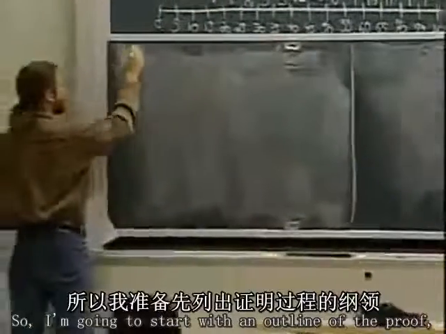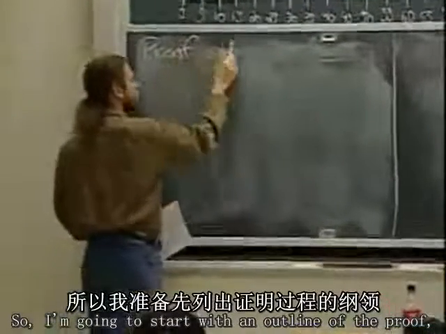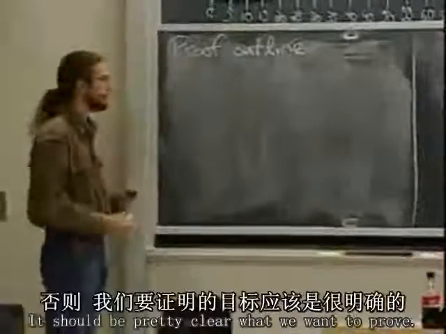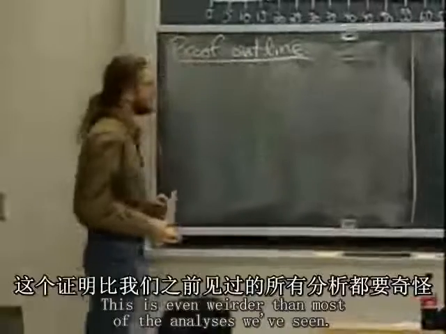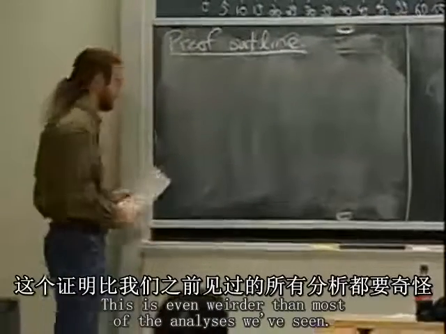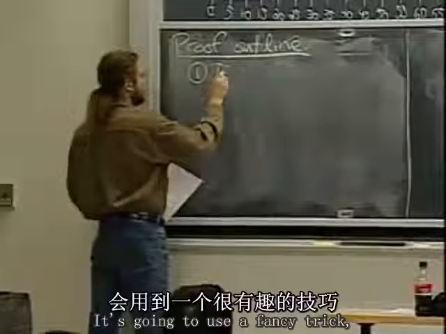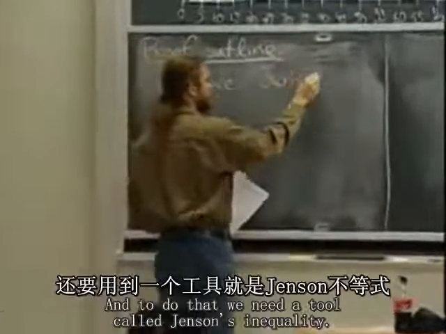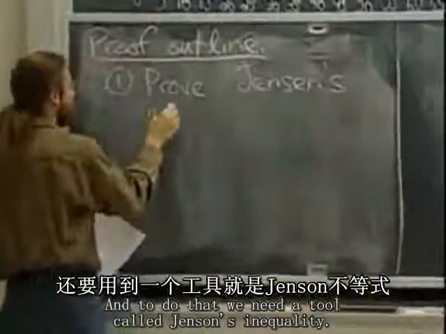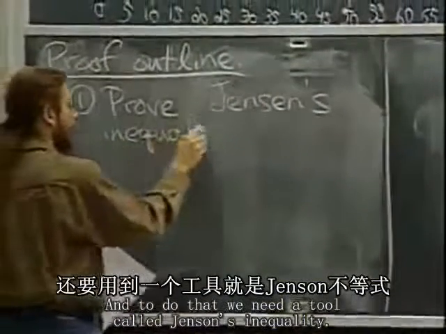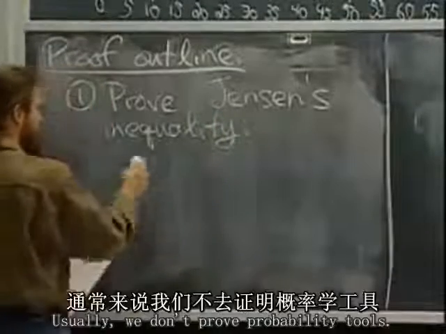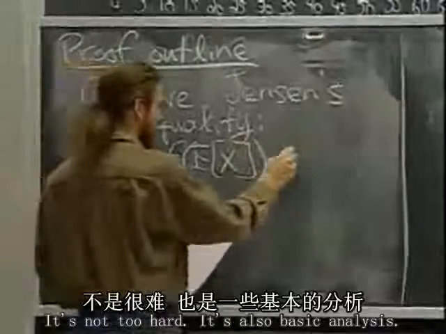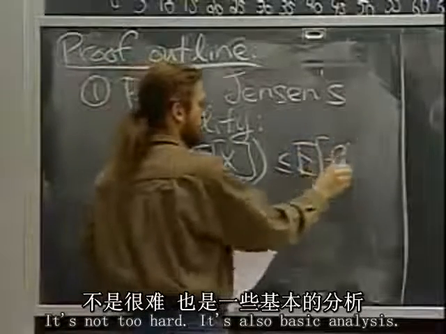So I'm going to start with an outline of the proof. Unless there are any questions about the theorem, it should be pretty clear what we want to prove. This is even weirder than most of the analyses we've seen. It's going to use a fancy trick, which is exponentiating a random variable. And to do that, we need a tool called Jensen's inequality. We're going to prove that tool. Usually we don't prove probability tools, but this one we're going to prove. It's not too hard. It involves some basic analysis.